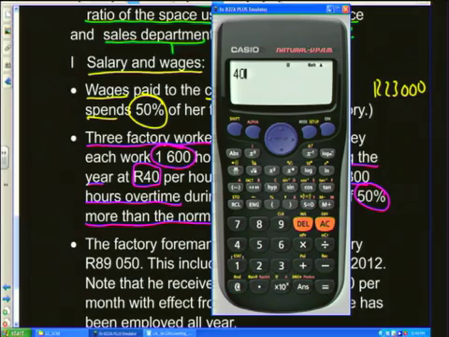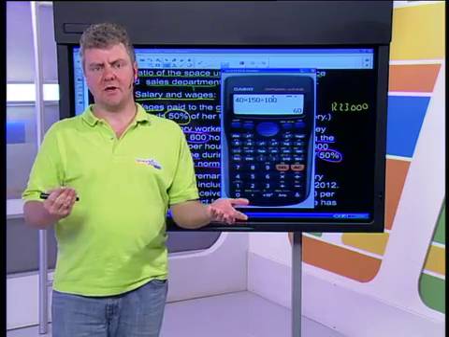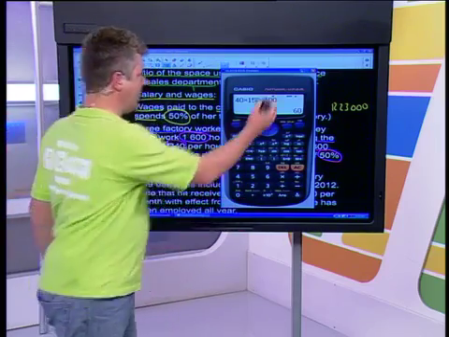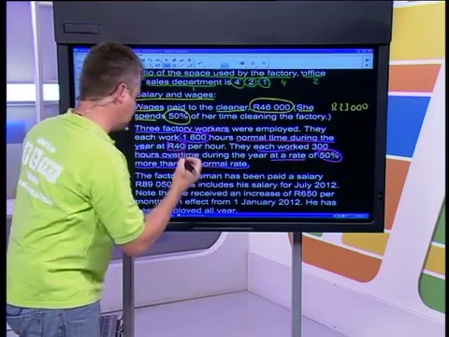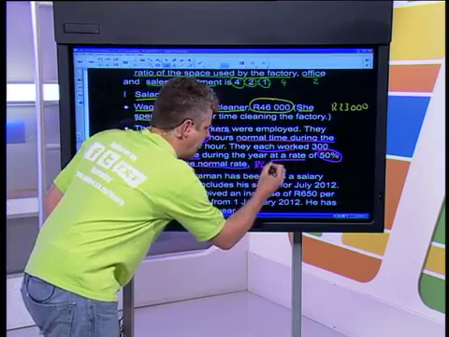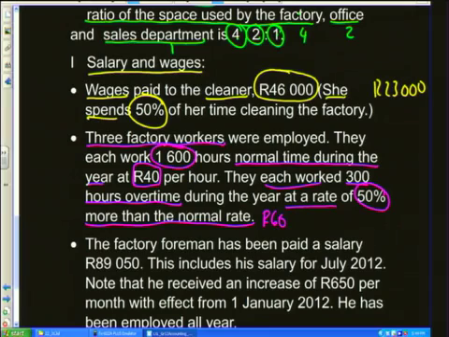So the 40 Rand per hour times 150 over 100, remember we do that to find out what a 50% increase is: 60 Rand. So the normal rate is going to be 40 Rand per hour, and the overtime rate is going to be 60 Rand per hour. So these workers are working quite hard, and we need to work out how much they are actually earning. There's quite a long sum here.